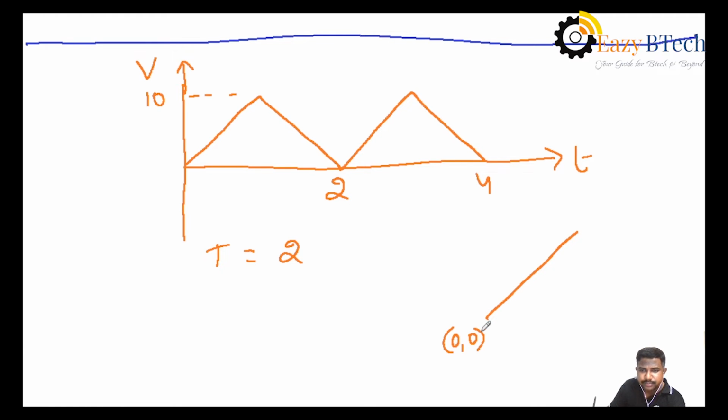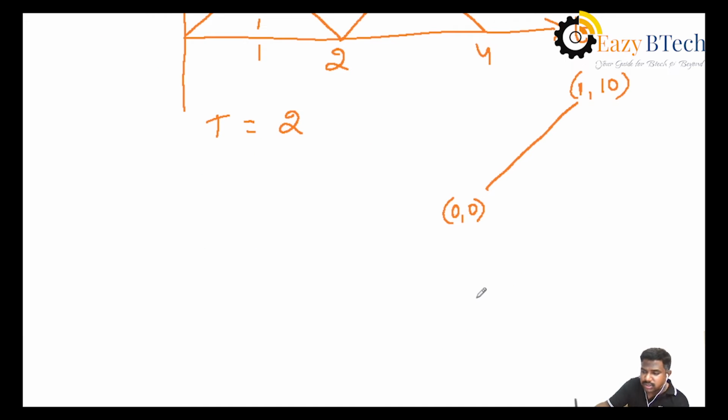What are the limits here? 0, 0 origin. And at this point, what are the points here? This is the middle. For the middle, what is the time period? 1. That's why the points here are 1, comma 10. Okay, this is one straight line. What is the other straight line? That is the downfall. Okay, for the downfall, here the point is 1, 10. And here 2, 0. No y-axis value here. Okay.